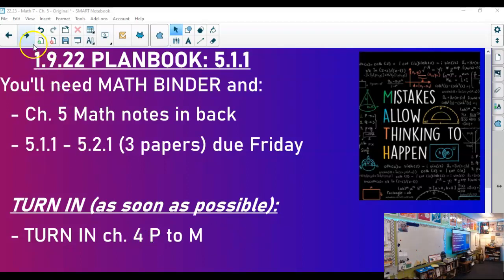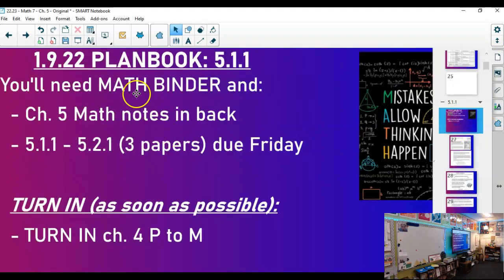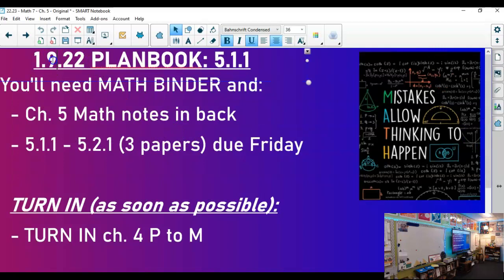So today we're diving into Chapter 5. What's the date? The 9th. Sorry, I do normally try to have this date right up here, so catch me if this date's wrong, but I try to have it correct up there.